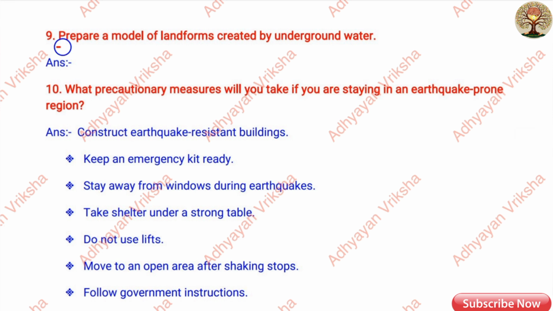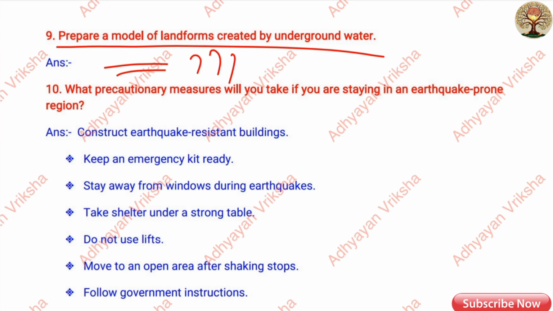Here they have asked to prepare a model of landforms created by underground water. This I have left for you. You can do it by yourself. Come to question number 10.